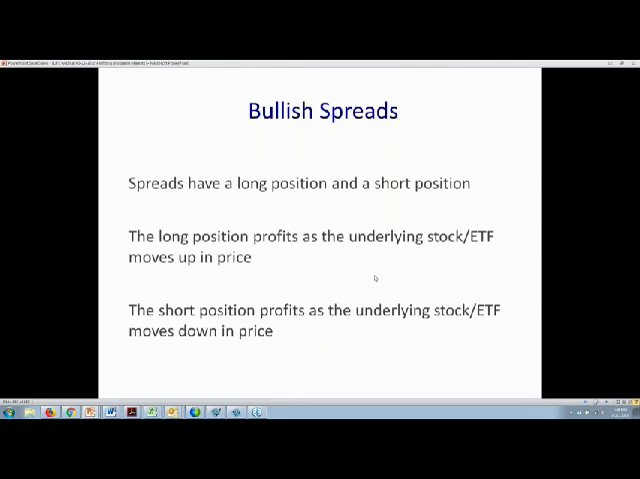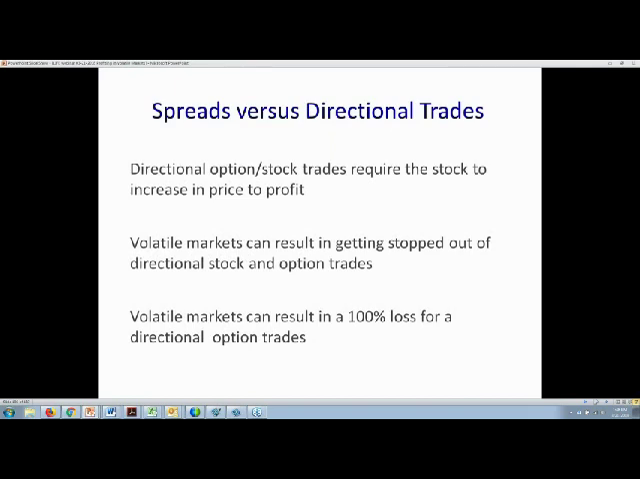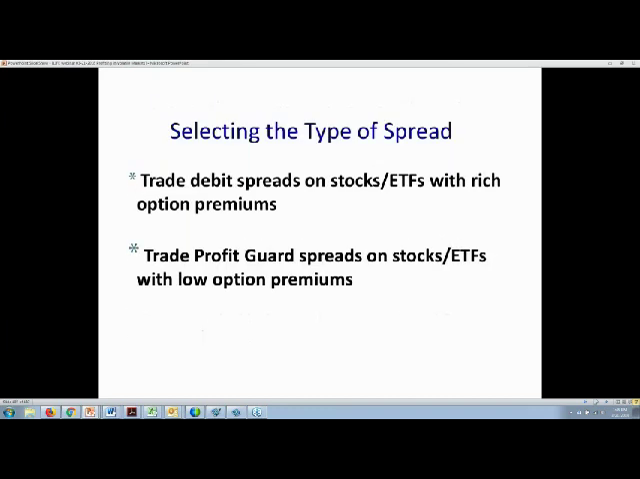And bullish spreads have a long position and a short position. The long position profits as the underlying stock moves up in price, and the short position profits as the underlying stock moves down in price. So you have a long and short position in these spreads, and that allows us to trade and profit in volatile markets, because if you have a directional trade, you can get stopped out in a volatile market, but with a spread trade, because you have that short position, it allows you to ride out volatile markets in most cases.